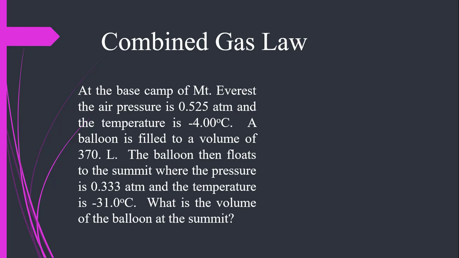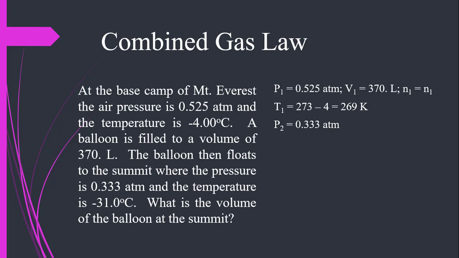We're going to do a modified gas system. We know that P1 is 0.525 atmospheres. V1 is 370 liters. We don't know the number of moles. It's some number. Let's call it N1. The temperature in Kelvin is 273 minus 4 degrees Celsius. That's 269 Kelvin. This pressure at the top is 0.333 atmospheres. That's P2. We don't know the second volume. That's what we're looking for.